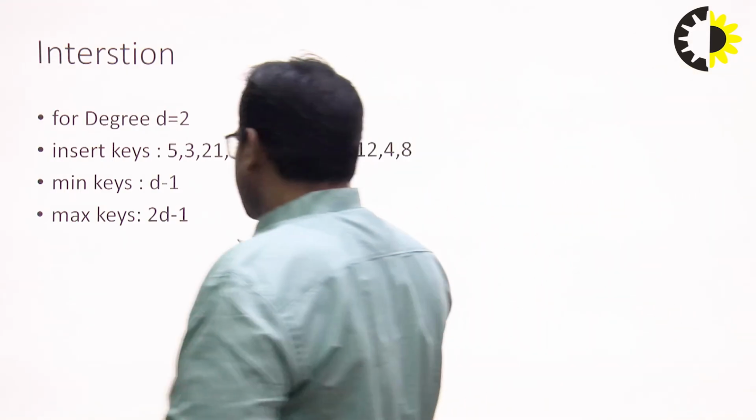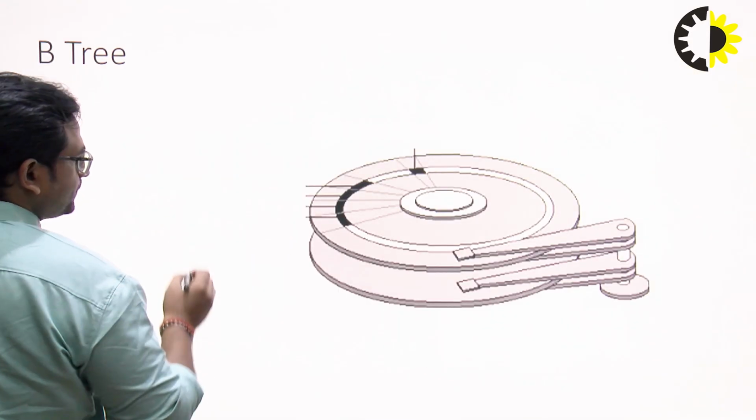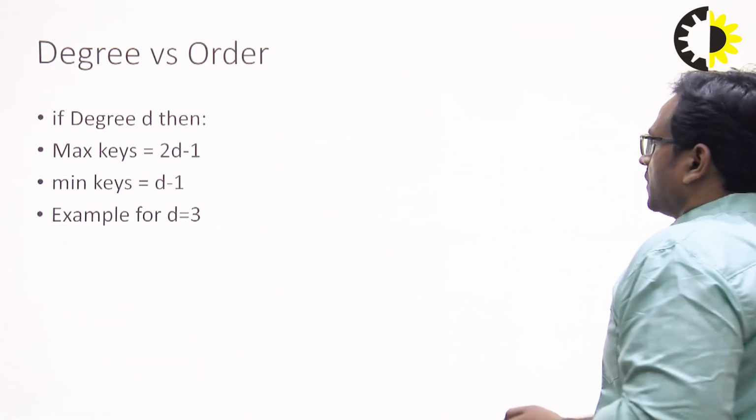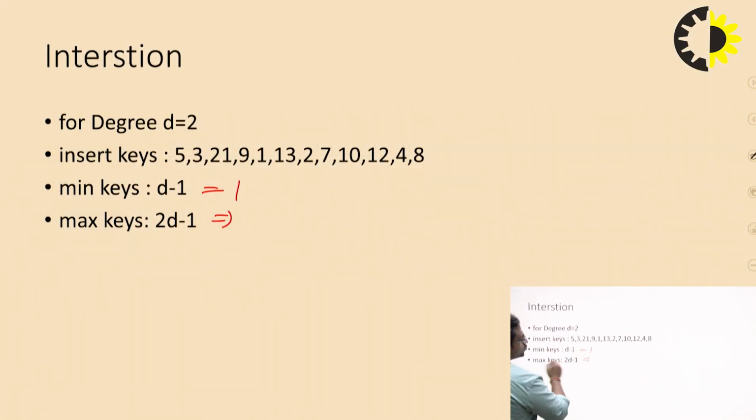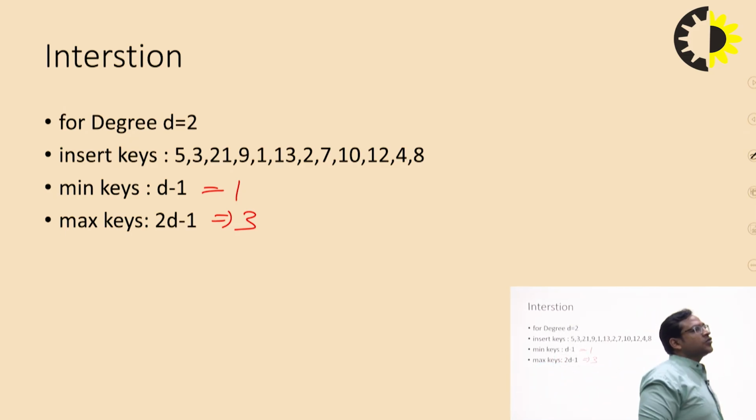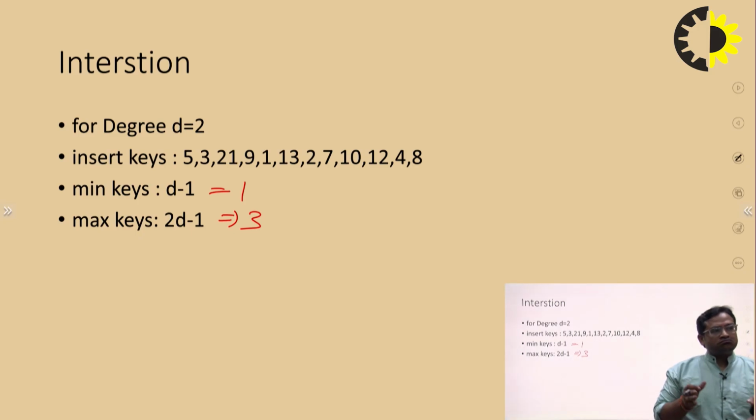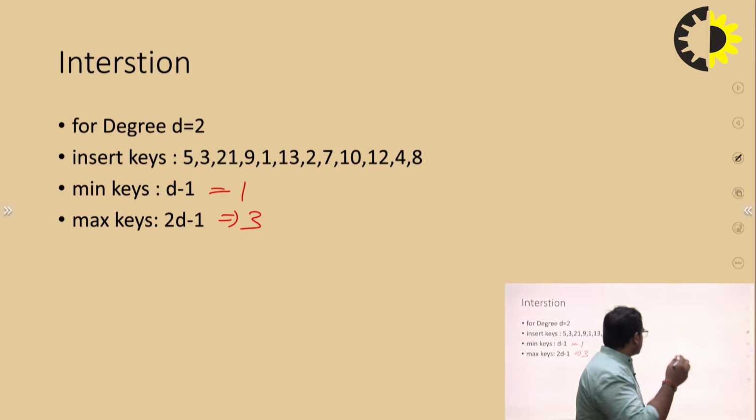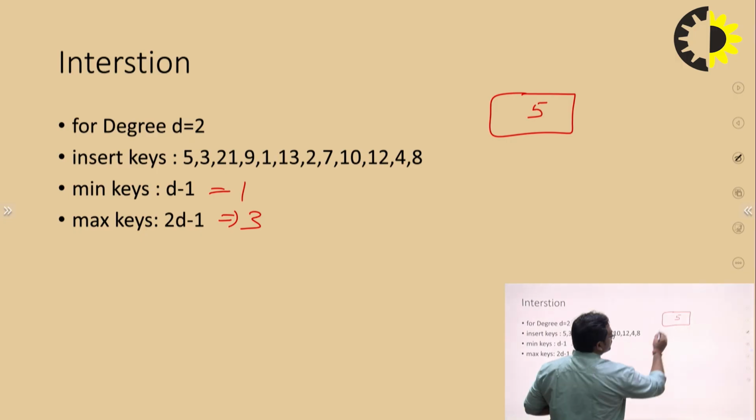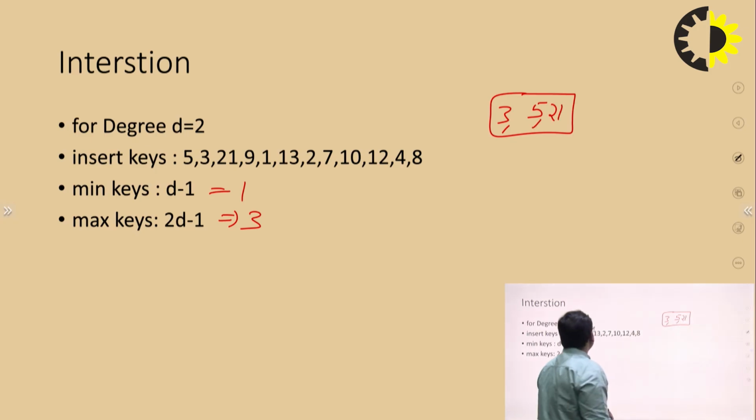So the minimum number of keys here is 1 and the maximum is 2 times 2 is 4, minus 1, that means 3. So whenever I am doing an insertion, we have to focus on the maximum keys. When I insert 5, 5 is here. The next element is 3, no problem at all. The next element is 21, no worry here.